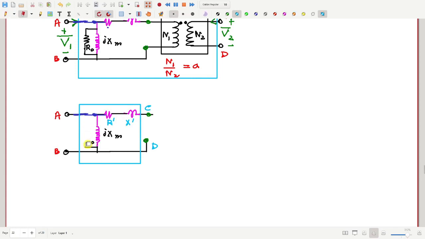Let me make it a little more simple. I just write this as Z prime, one impedance, and here Z0. Can you find out Z prime and Z0 from outside without opening the box? You can do any measurement from outside. Any suggestion?